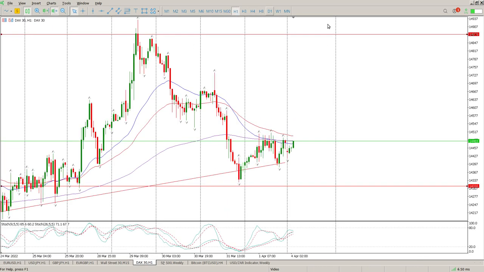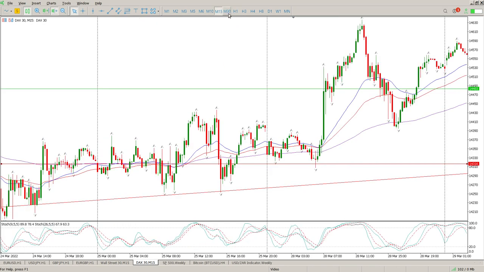So pretty simple scenario. You can see Friday's 1 hour really rejecting the 155 here. Moving averages have crossed over. This is all indicating we need to be paying attention to a break to the downside.